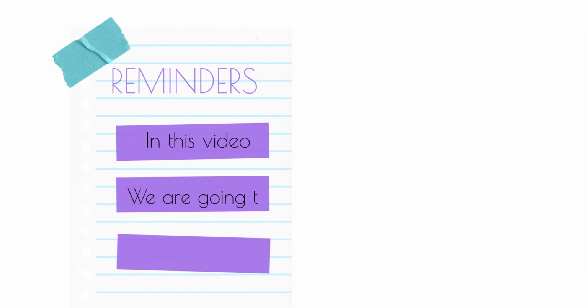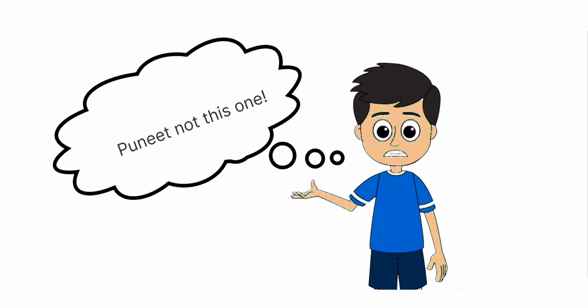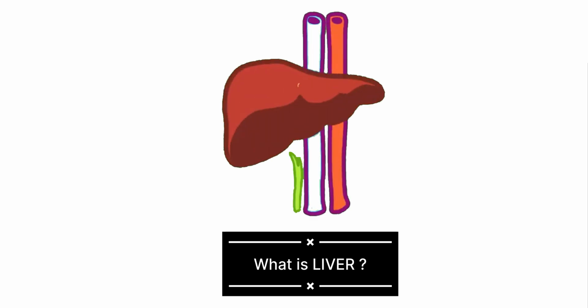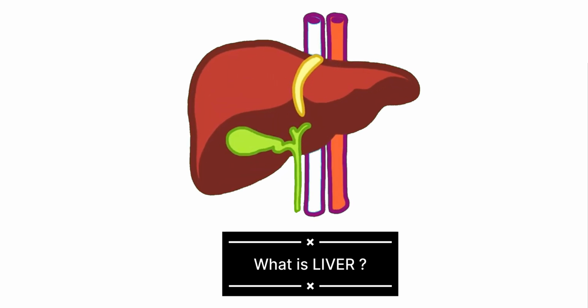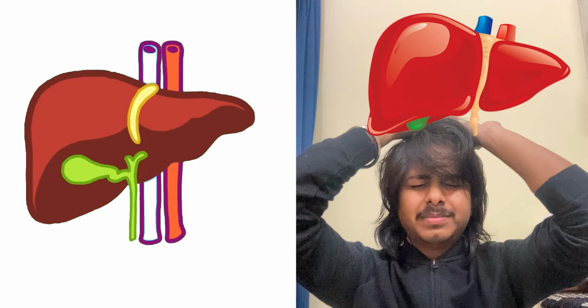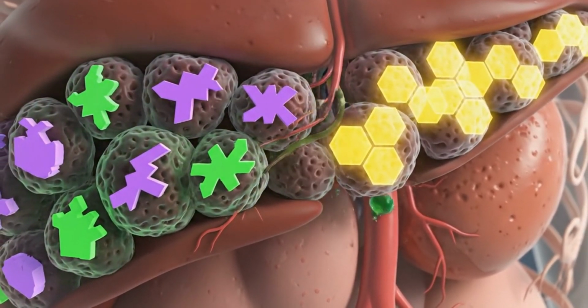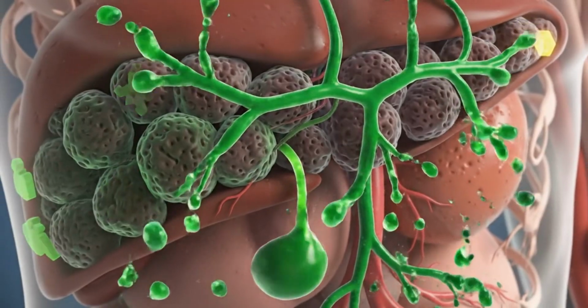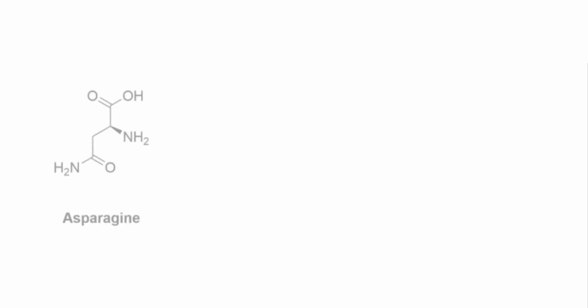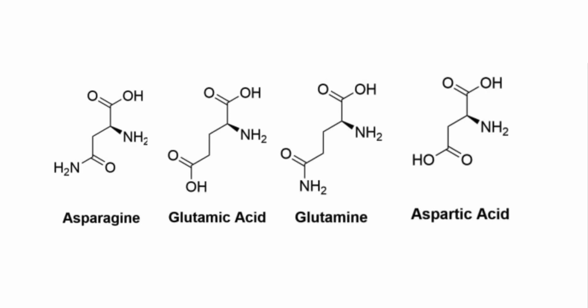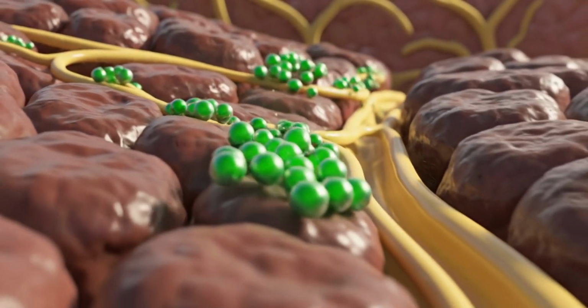In this video, we are going to talk about liver. Puneet, not this one. What is liver? It is an organ. Only organ? No. It is the largest organ. It has a role in processing, detoxification, and storage. Liver is vital. It removes toxins, converts food into energy, and makes essential proteins and clotting factors. It produces bile for digestion.